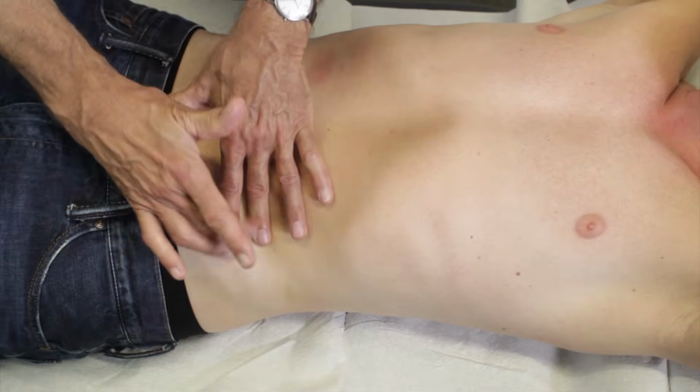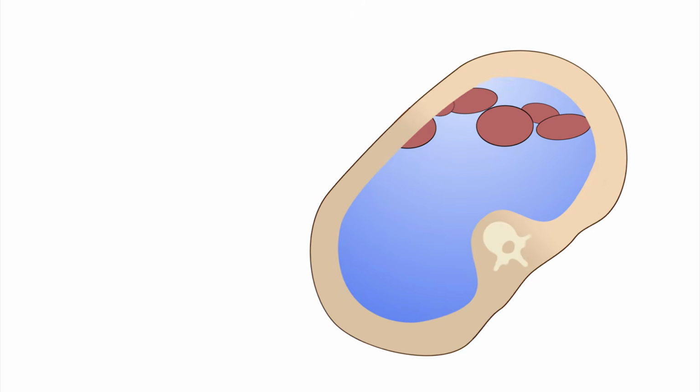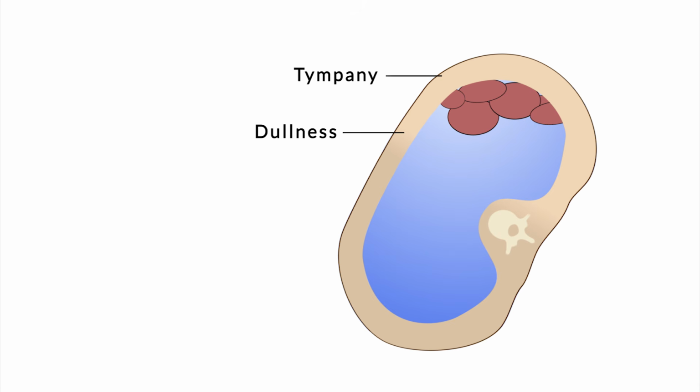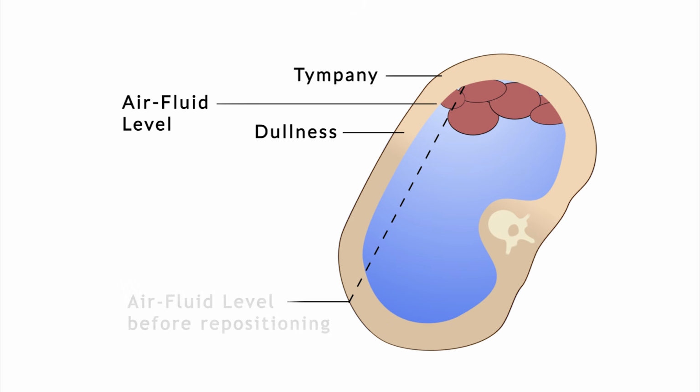To confirm that the dullness is caused by ascites, ask the patient to switch to a lateral decubitus position. If ascites is present, the air-filled bowel loops will shift accordingly and remain at the surface of the fluid. As a result, the air fluid level will shift as well. This is known as shifting dullness.